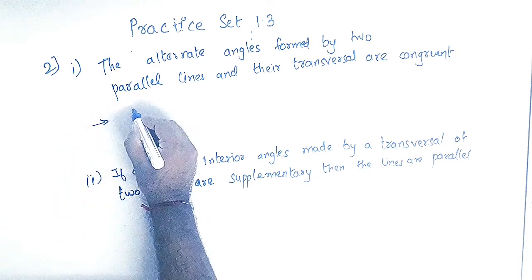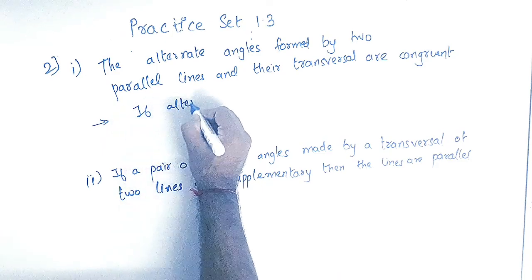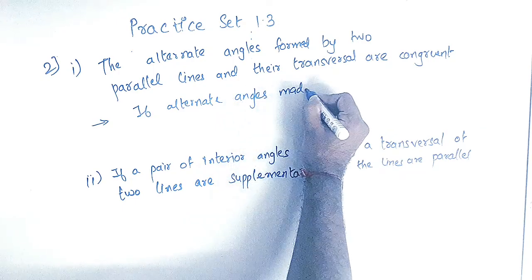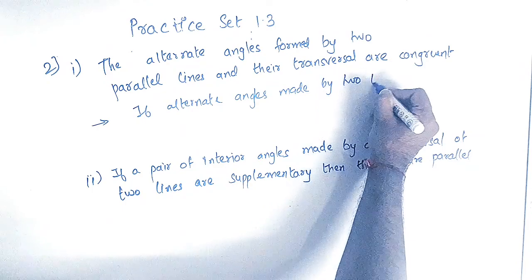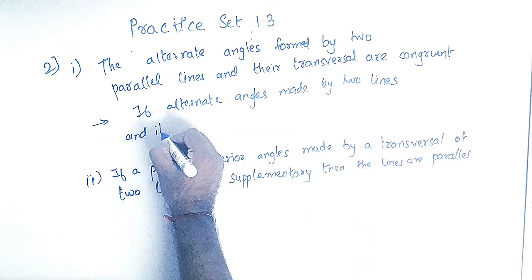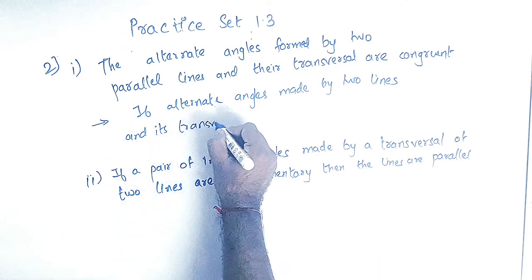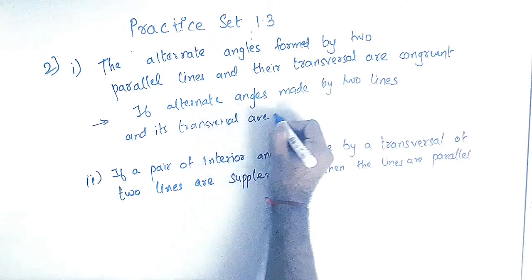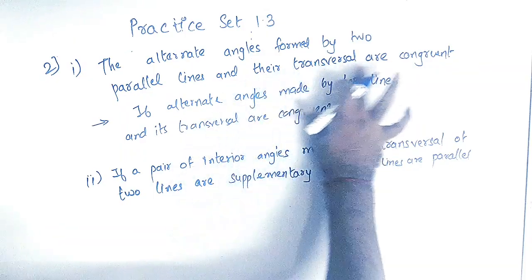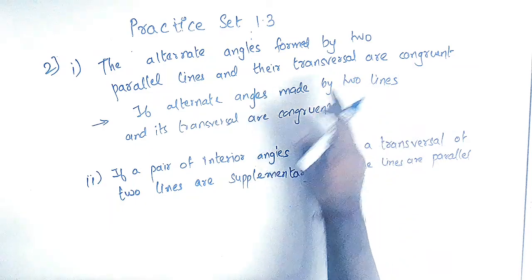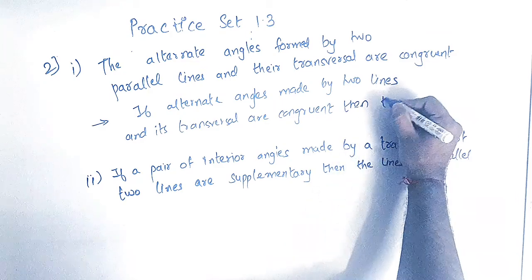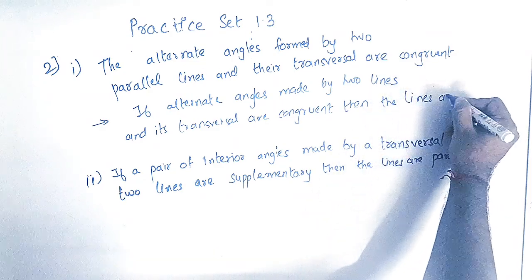We will write: if alternate angles made by two lines and its transversal are congruent, then the lines are parallel.